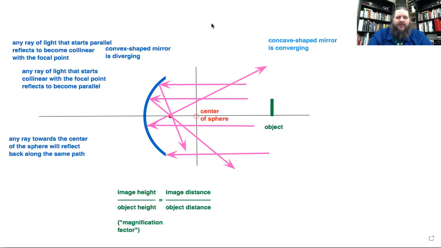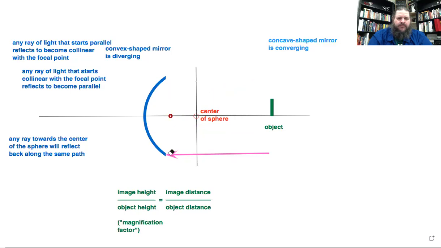So let's try some ray tracing with the object again. We've got an object. If we start drawing in the three principal rays, we could have one ray of light that starts off parallel to the axis. So from the object, parallel to the optical axis, is going to hit the mirror and bounce off through the focal point and keep going. So a ray of light that starts off parallel to the axis is going to bounce off through the focal point.